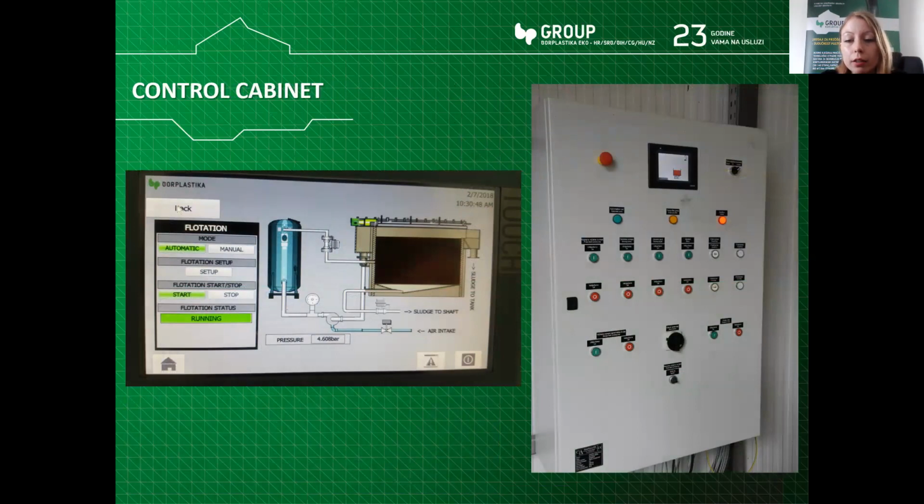On the far right you can see how it looks when it's closed, and on the left you can see the touch screen, where you can put the mode. Do you want automatic or manual? Put every setup that you need. It's pre-programmed with a program that allows you to change the parameters that you need at the moment.